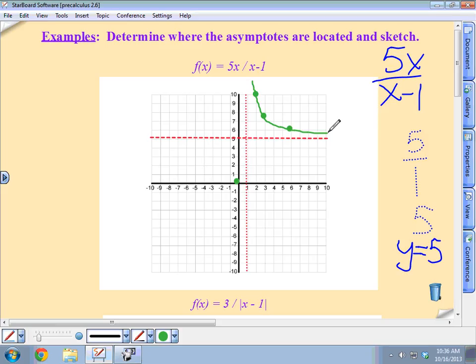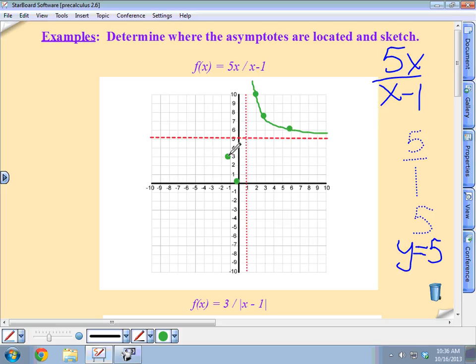I like negative 1. If I do negative 1, it's negative 5 over negative 2, so 2.5. All right, so negative 1 and 2.5. It's easier for you to see it if I do it like that. That's 3 points. Is that enough for you to see what's going on, or do you need to plot another one?